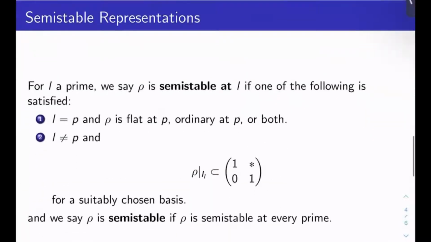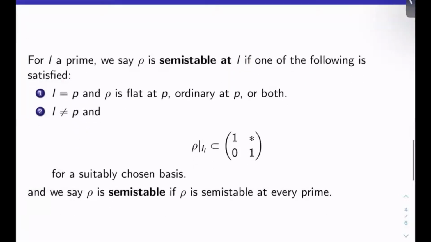We're going to also need to understand semi-stable representations. So what does that mean? I'll take a prime L. We'll say rho is semi-stable at L if one of the following is satisfied. Either L is P and rho is flat at P, or flat at L if you like, ordinary at P or ordinary at L if you like, or both. So flat, ordinary, or both at the prime in question.